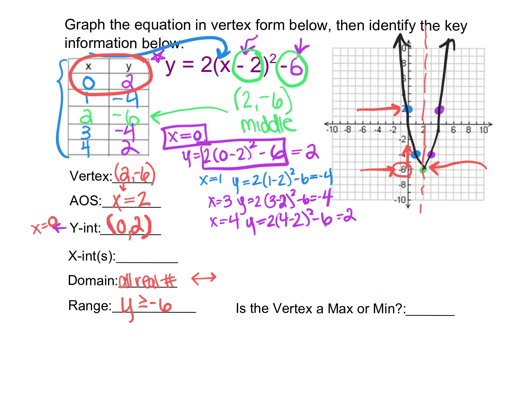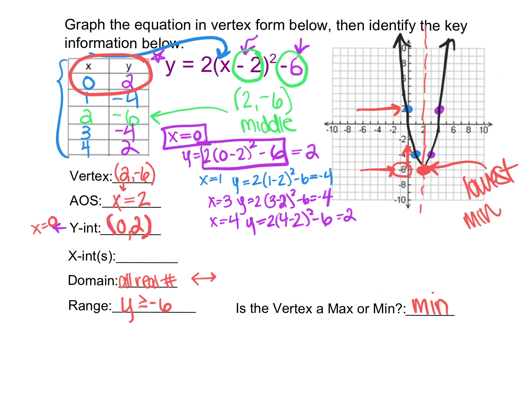Then from here, we have to determine, is our vertex a maximum or a minimum? And when I look at this coordinate right here, I see that this is the lowest point on my graph, and it's going up on both sides of it. Because it's the lowest point, we know that this is a minimum point. So we've found everything here except for the x-intercepts.